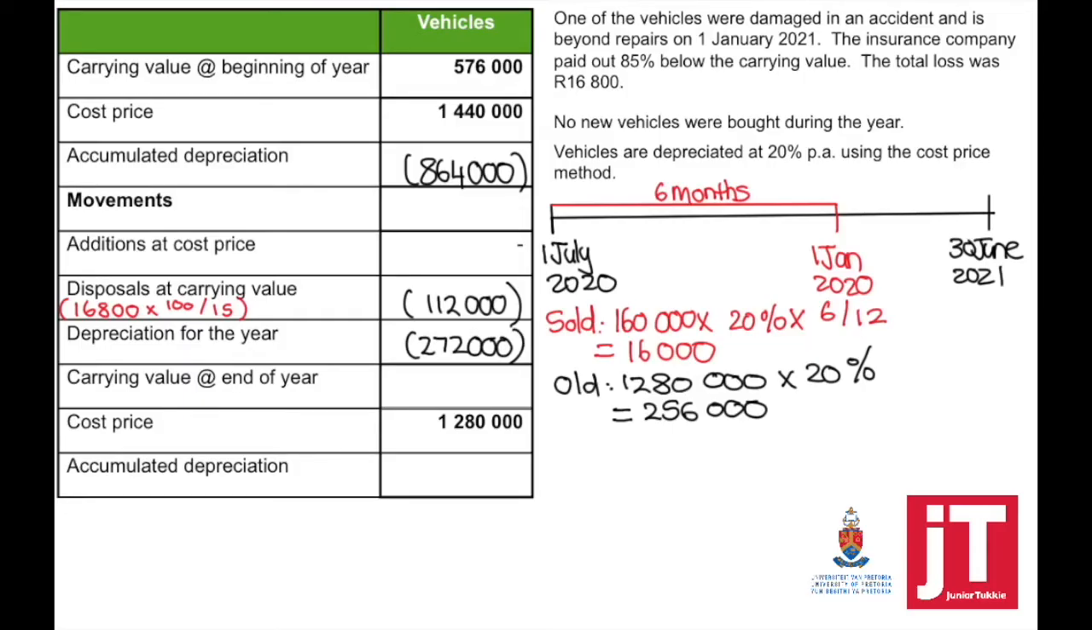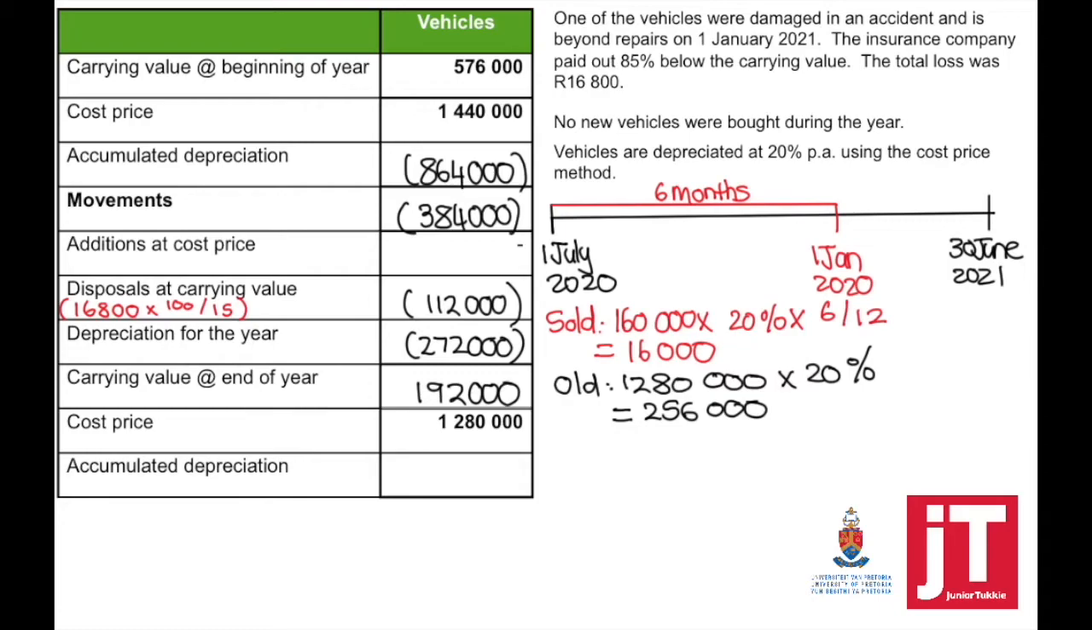So my total depreciation for the year is 272,000. Always remember to show it in brackets. Now we can calculate the total movement. To calculate the movement: additions minus disposal minus depreciation.